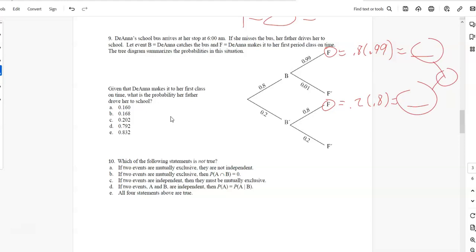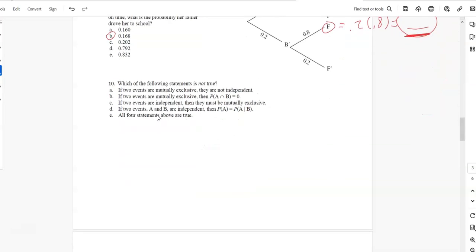And then you're going to take, let's see, probably their father drove her to school. So that would be this one. Whatever this number is in the numerator, and whatever the sum of those two numbers is in the denominator. And so when you do that, the answer is B.